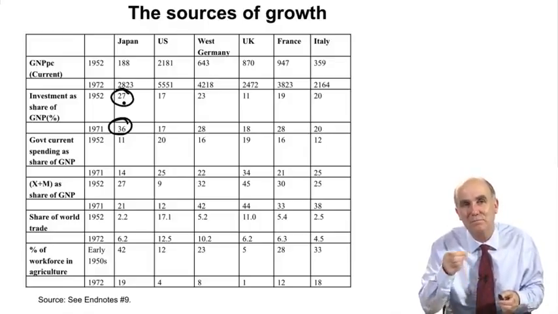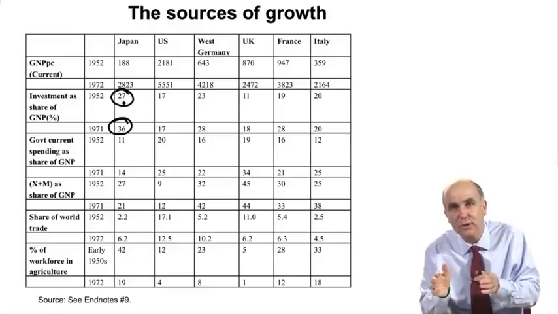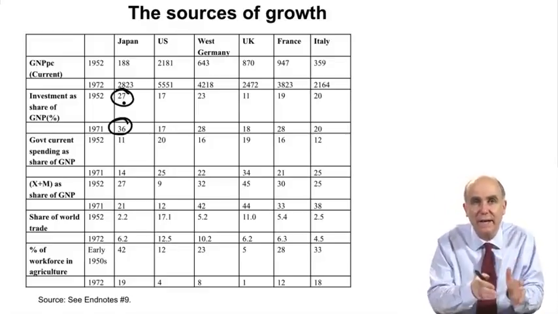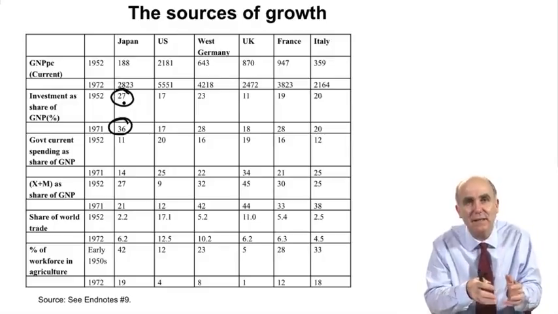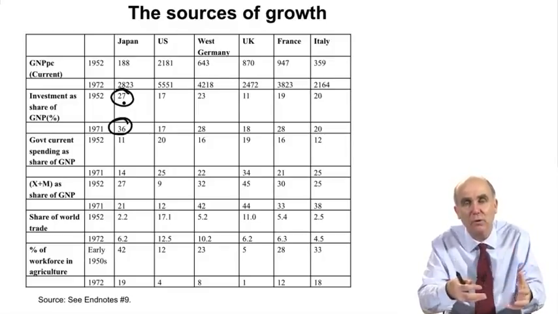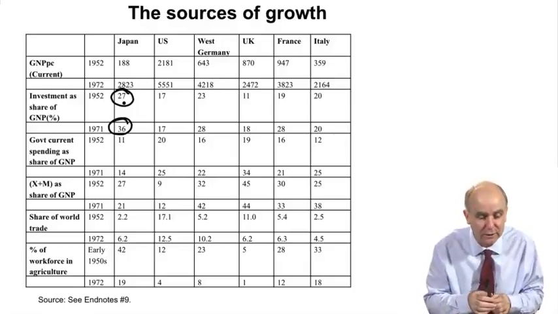And so one big reason that Japan catches up and converges to these other developed economies during this period is that Japan is really devoting a lot of its national resources to investing in, for example, capital equipment that can become the basis of having a manufacturing industry.